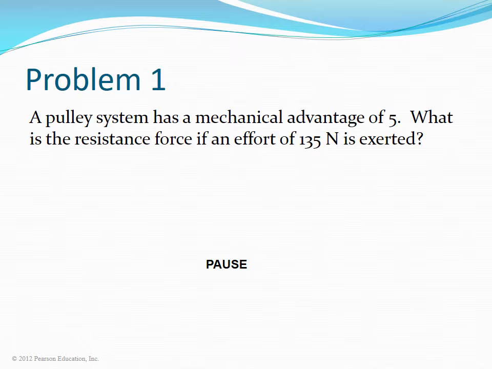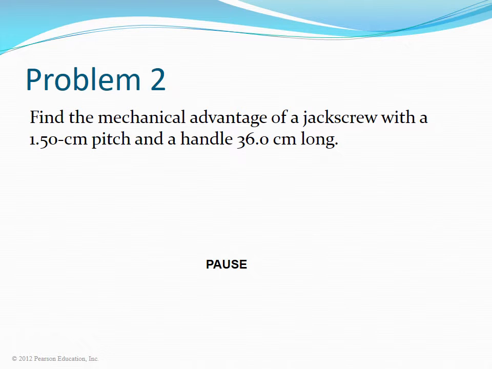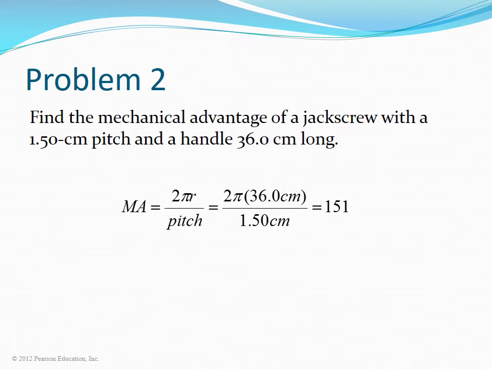A pulley system has a mechanical advantage of 5. What is the resistance force if an effort force of 135 newtons is exerted? Pause the video to work on the problem. The resistance force is 675 newtons. Find the mechanical advantage of a jack screw with a 1.5 centimeter pitch and a handle 36 centimeters long. Pause the video to work on the problem. The mechanical advantage is 151.